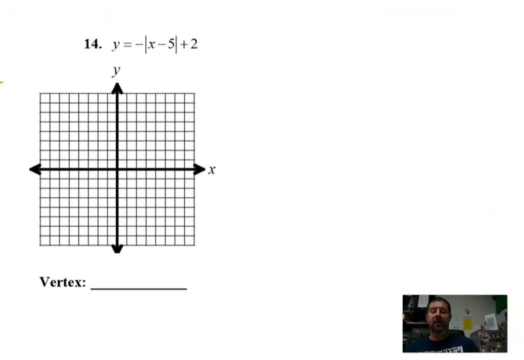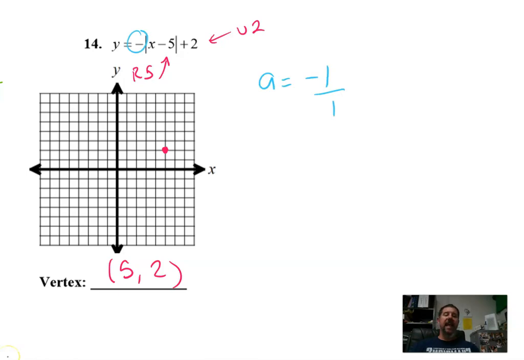Okay, let's move on to number 14. In this case, it's going to shift right 5 and up 2. So (5, 2). Draw that vertex in, and then find your a value. And a is negative 1, or negative 1 over 1. So now I can draw my sides. In this case, my slope is negative 1 over 1, so down 1, right 1, down 1, right 1.